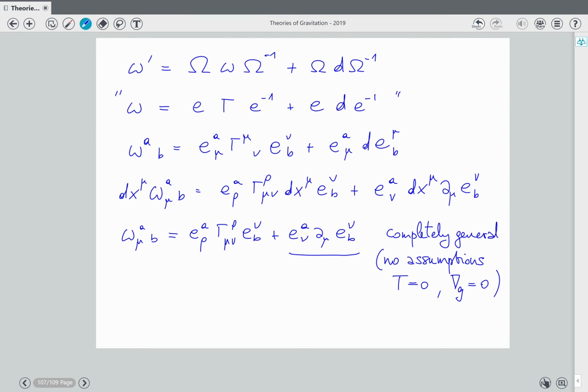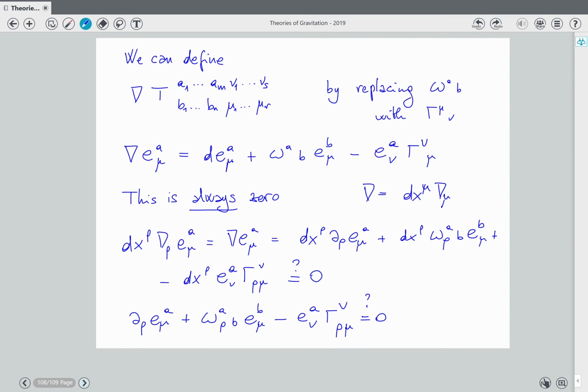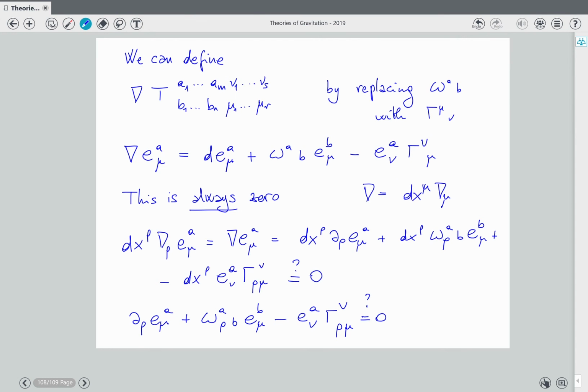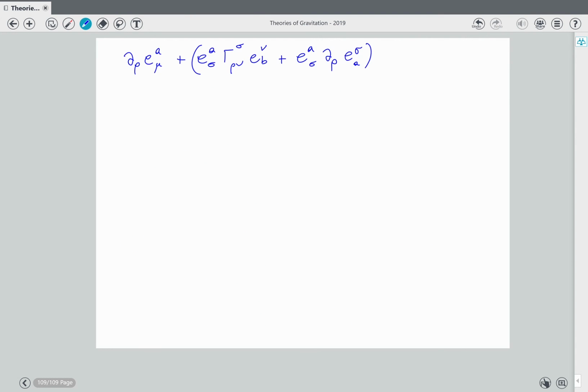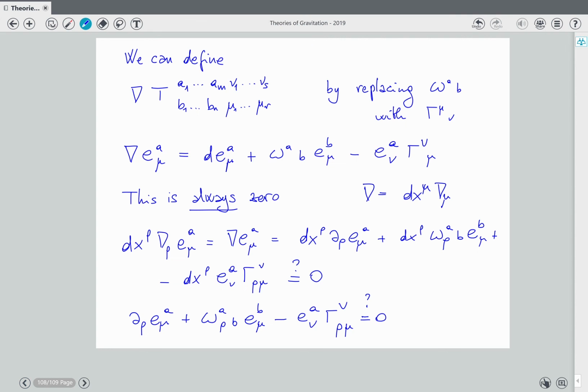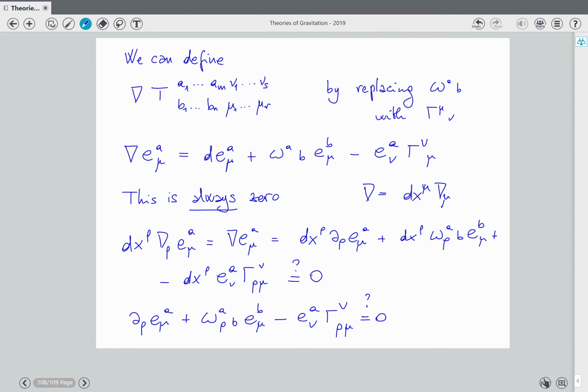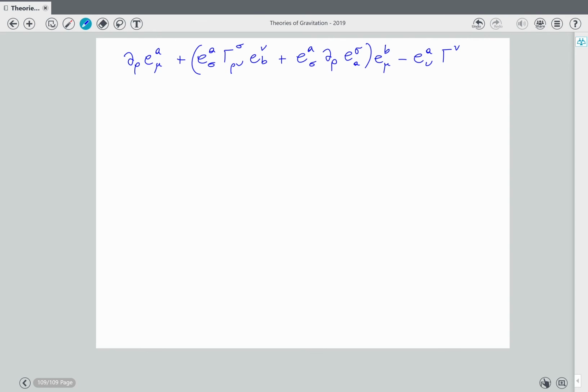Yes. Partial mu becomes partial rho. Okay, this is omega times EB mu. And then we have minus EA nu gamma nu rho mu. This is what we want to show that is identically 0.